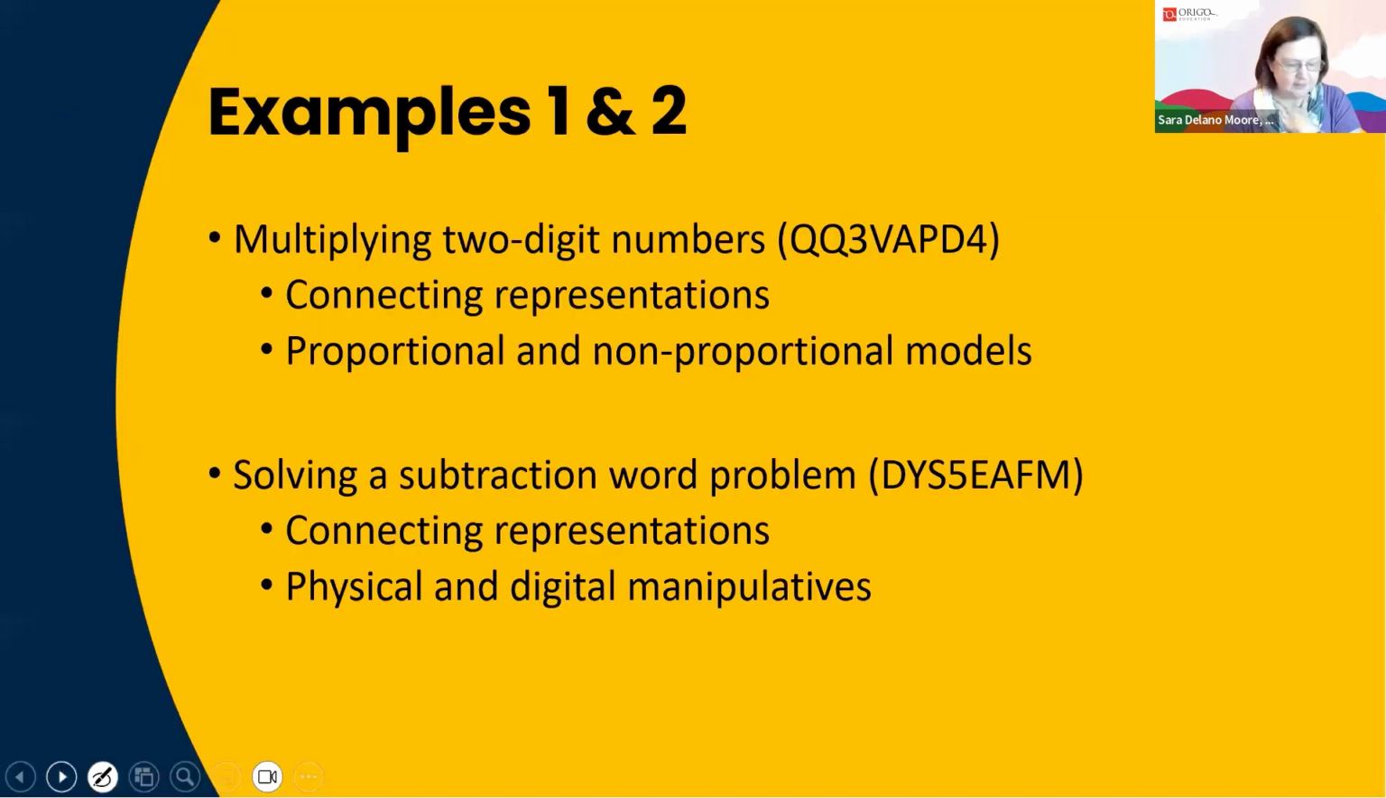So let's do some math, because that's why we're here. I'm going to switch over to Braining Camp Live and do 2 examples. The first is multiplying two two-digit numbers, which will let us think about proportional and non-proportional models and help kids move from the manipulatives to the algorithm. And then we'll solve a very simple subtraction word problem, the kind of thing a first grader might look at, and talk a little more about physical and digital manipulatives.